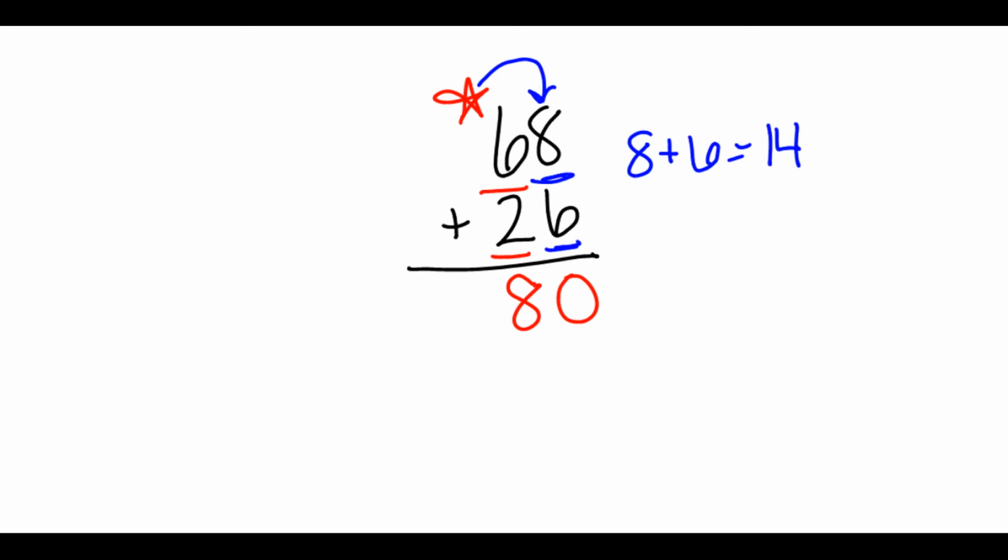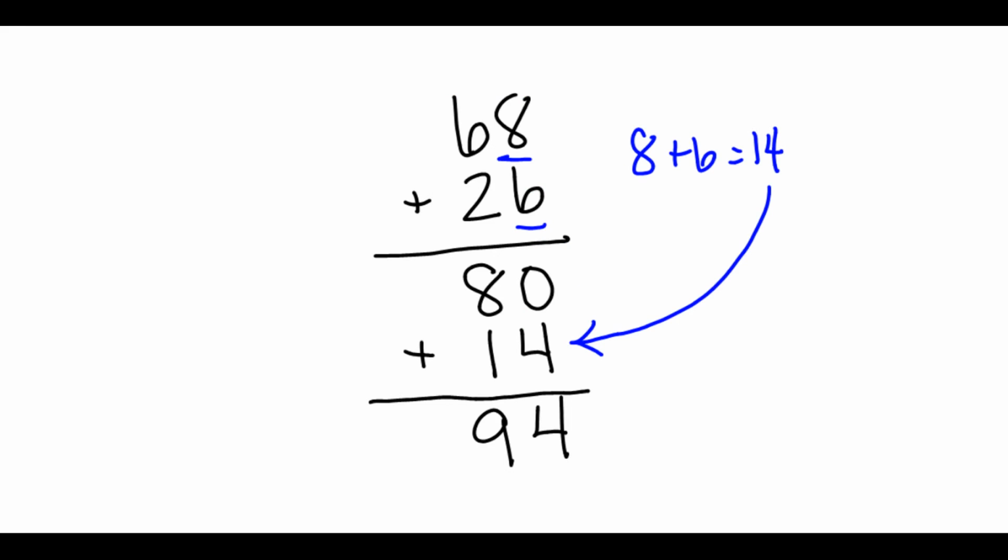Next, I go over to the ones place, and I see that I have 8 plus 6, which gives me 14. I write my 14 underneath of the 80 for the tens, and then I can add to find that my final answer is 94.